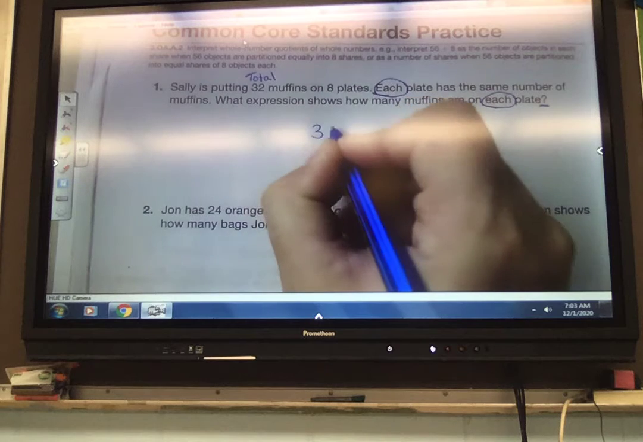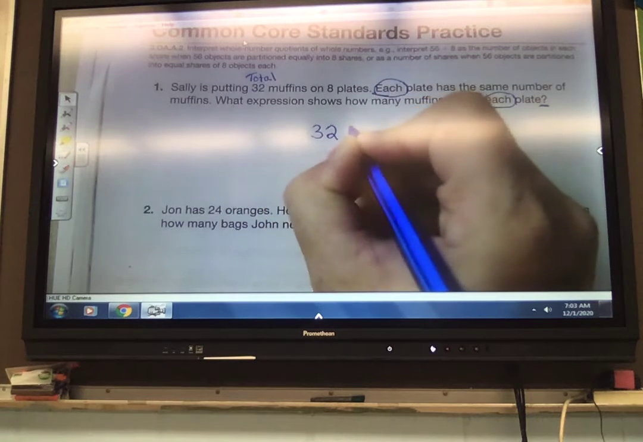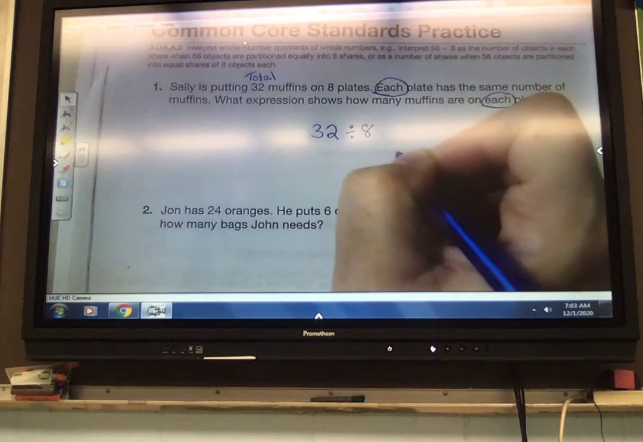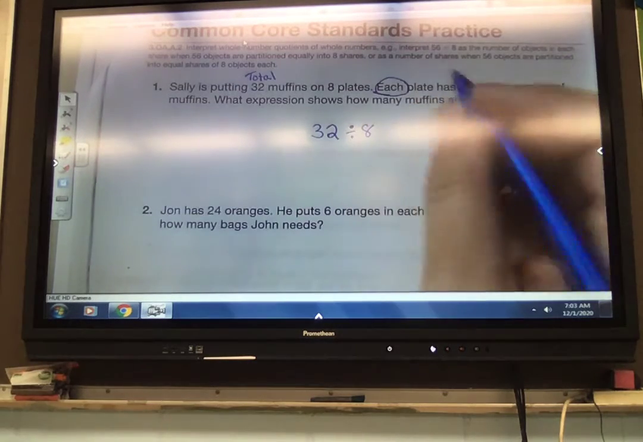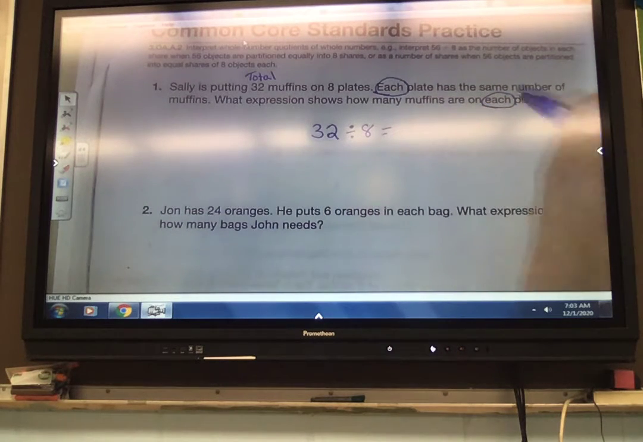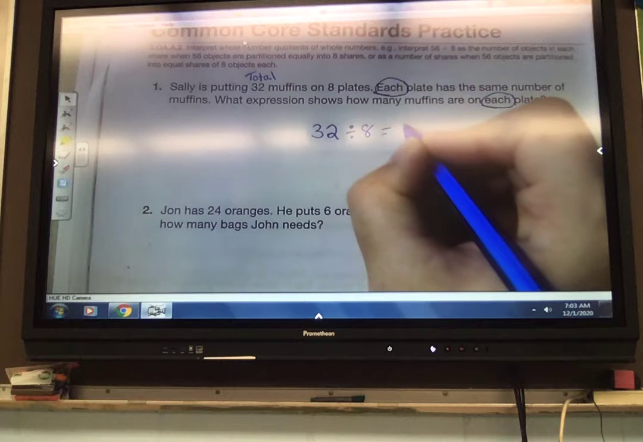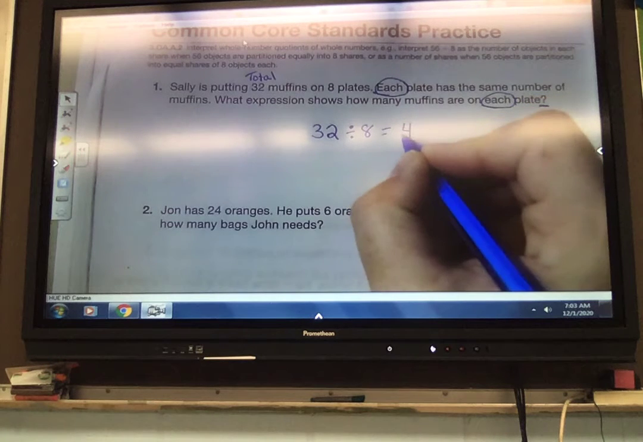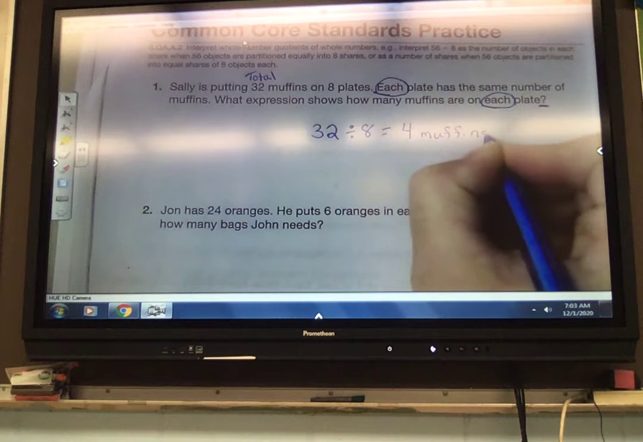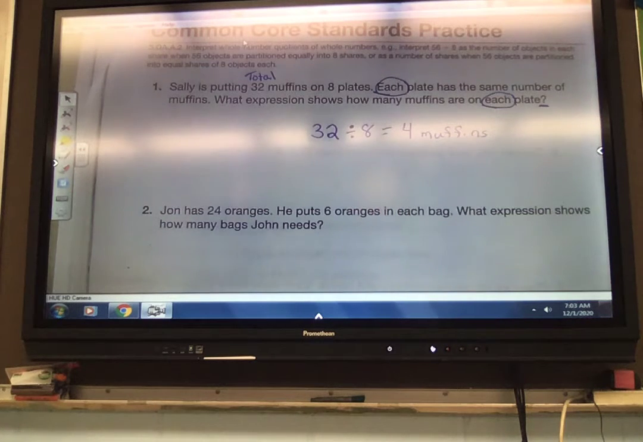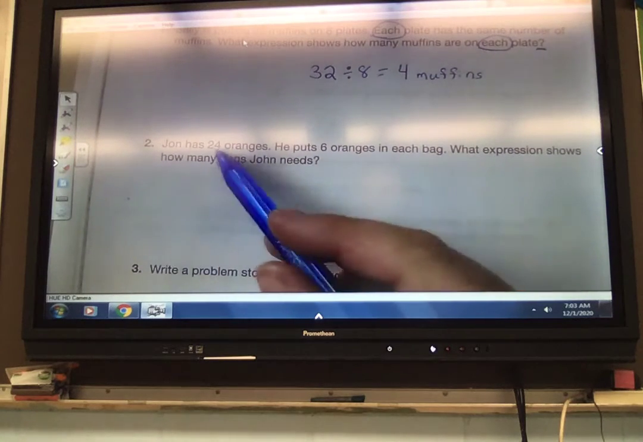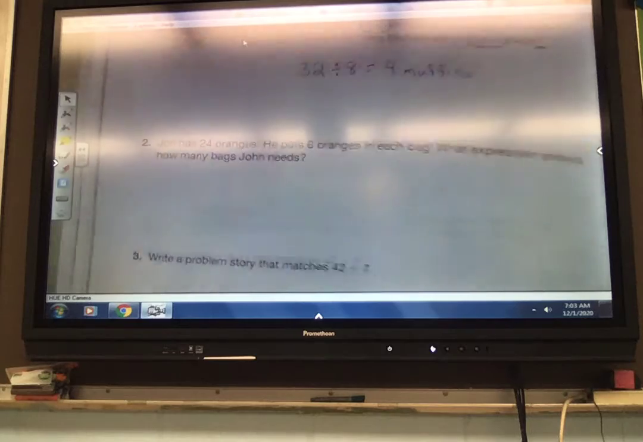So this problem, or our expression, would be 32 divided by 8, because we're putting equal groups, 8 equal groups, and we want to distribute that 32 on them. And if we make a list of our 8s, hopefully you would have found that 32 divided by 8 equals 4. We would put 4 muffins on each plate, because 4 times 8, of course, is 32. Alright, same thing on the next one. You're going to notice that you are given your biggest number, which means it's a division problem.